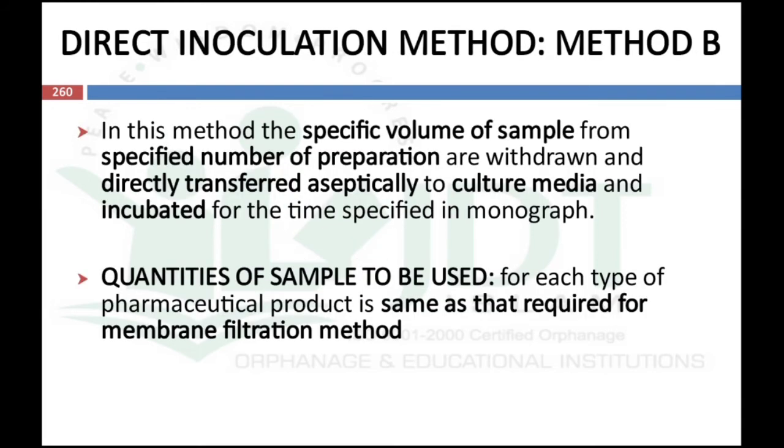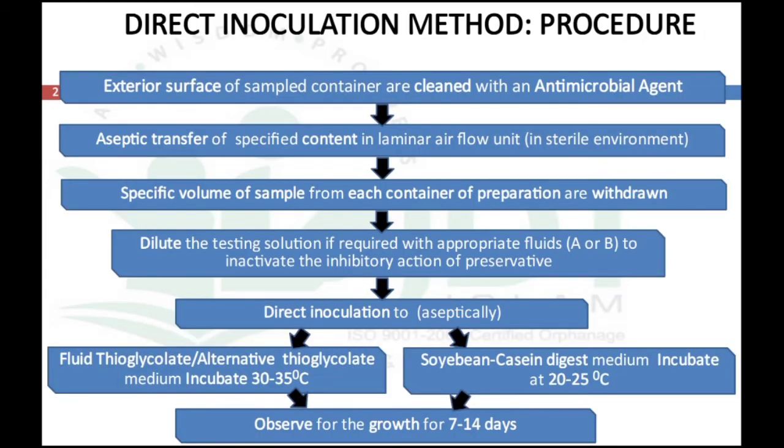Now coming to the second method, that is the direct inoculation method. All the sampling technique is the same as that of the membrane filtration method, and the procedure is first we have to wash or clean the sampled container with antimicrobial agent to assure that there is no contamination of microorganism from the outside. Then we will transfer aseptically the specified content in a laminar airflow unit. Then a specific volume of sample from each container is to be withdrawn, and dilute the test solution if required to inactivate the inhibitory action of preservative.